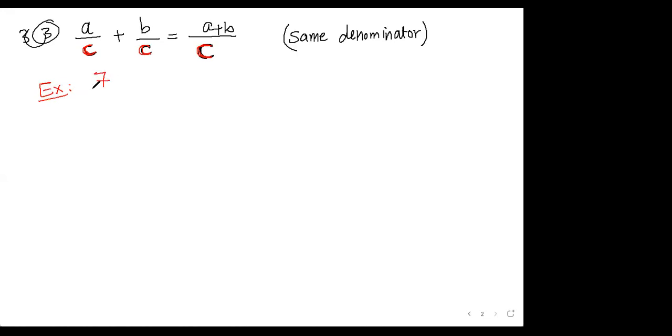Example. Suppose I have 7 over 3 plus 5 over 3. What's the answer? Because we have the same denominator, the answer has denominator 3. Here 7 plus 5 is 12 over 3. We simplify to 4. Well, this is true. Perfect.